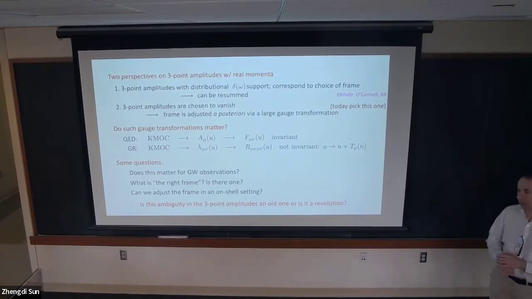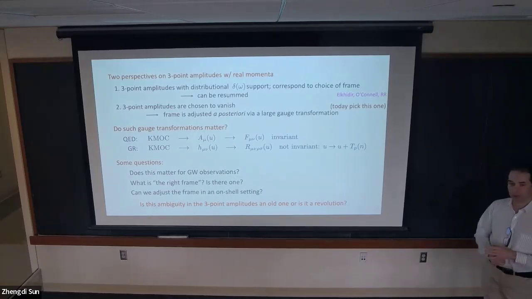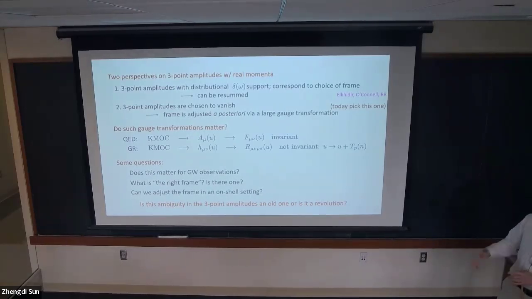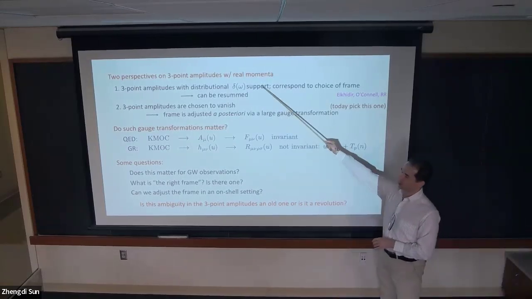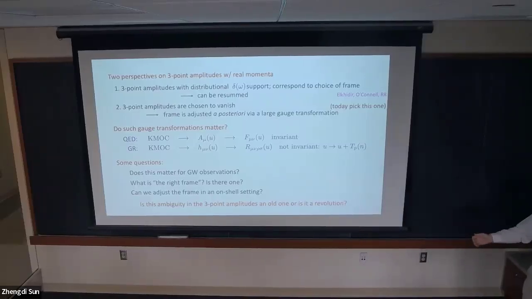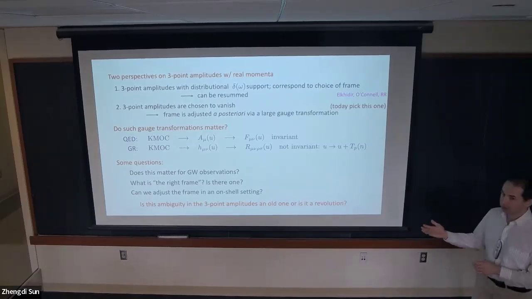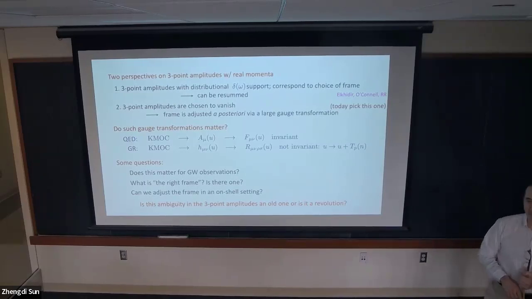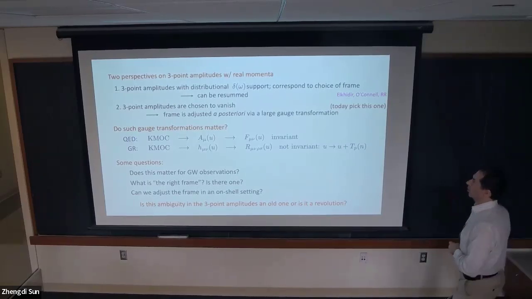And in fact, this is a comment for the last slide of the talk, but in principle, in QED, if we were to measure photons, then we could in principle measure what these 3-point amplitudes are by essentially having a 4-pi coverage of the event. Unfortunately, we can't have that in GR, but that's interesting. Right. Okay.